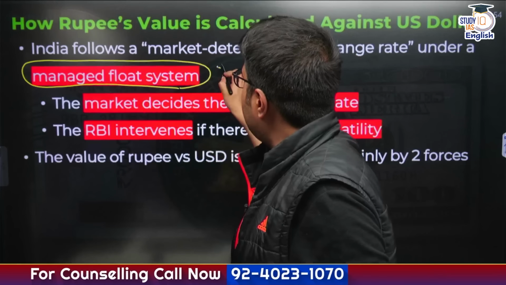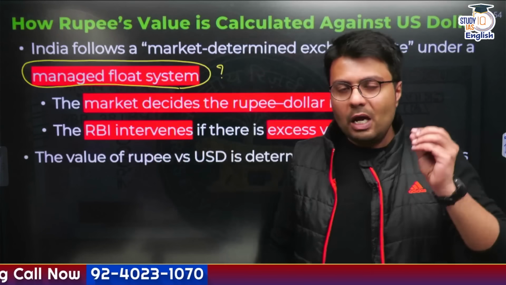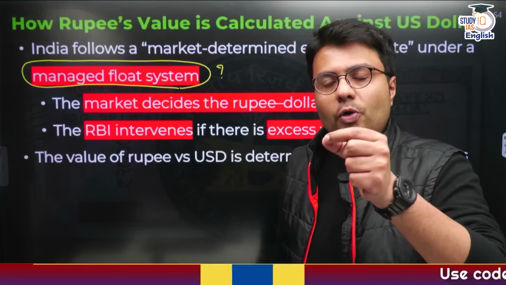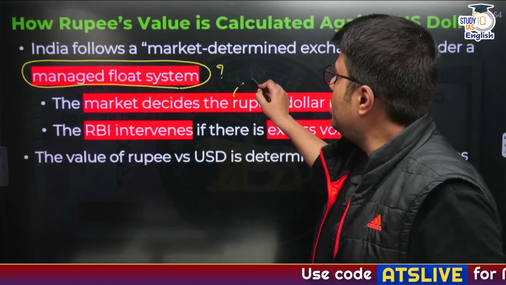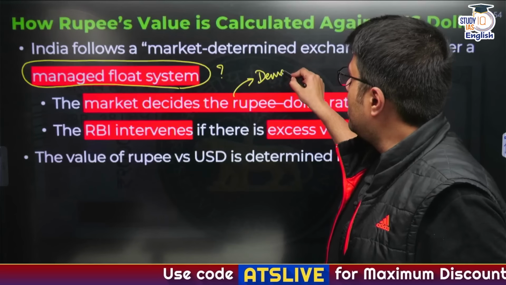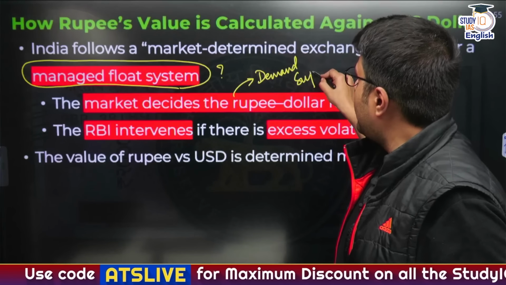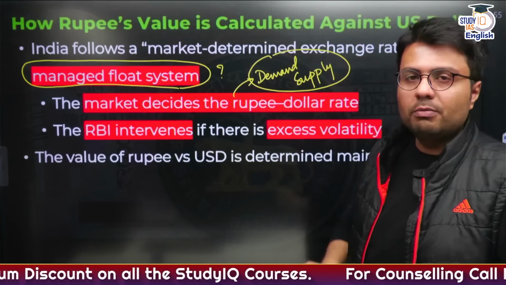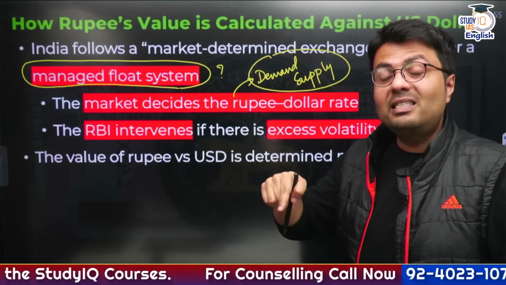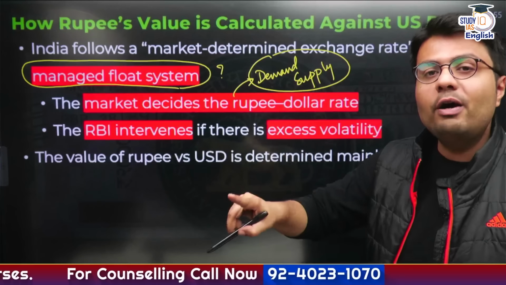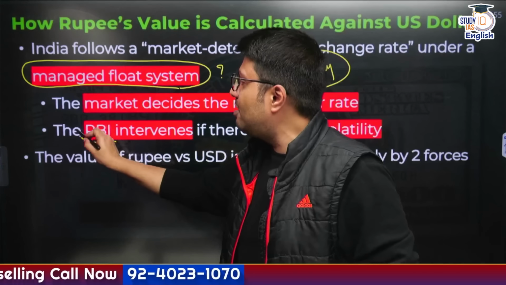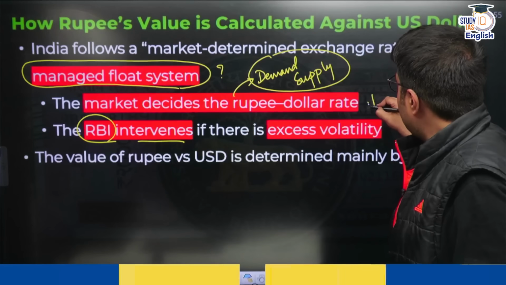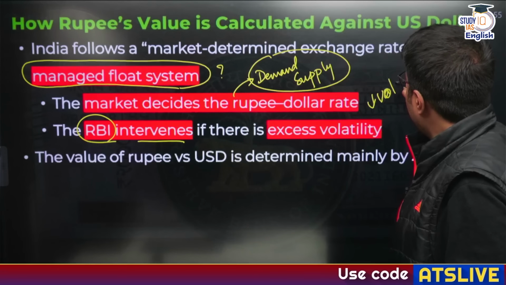So what happens in a managed float system? Let me tell you that. In a managed float system, usually the value of rupee vis-a-vis dollar changes automatically due to factors of demand as well as supply of these respective currencies. So this is what happens in the usual circumstances. But in a period of excess volatility, it is the central bank of the country, which in India's case is the Reserve Bank of India, which intervenes in the forex market in order to reduce the excess volatility in the exchange rate system.